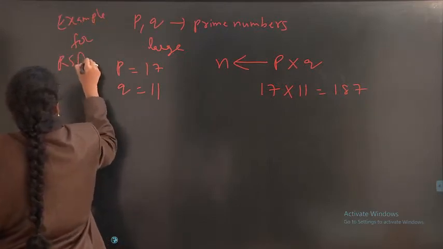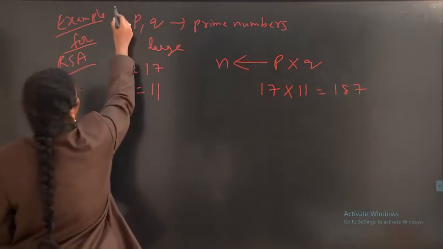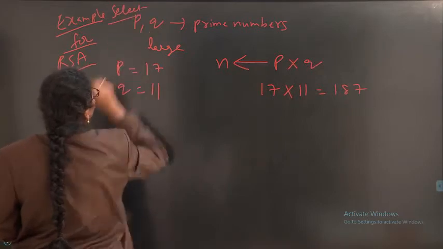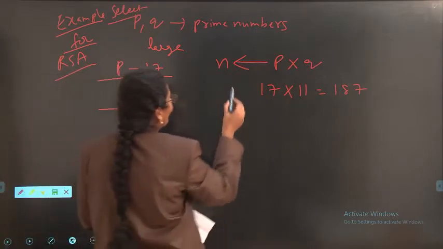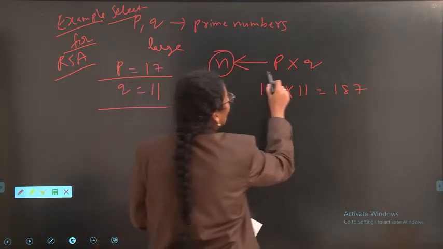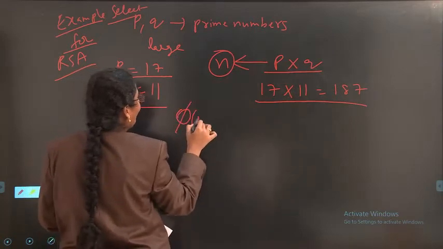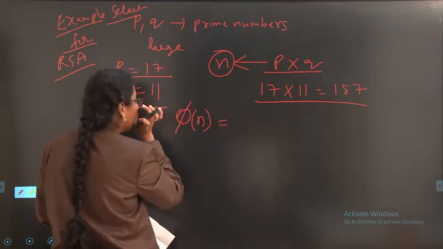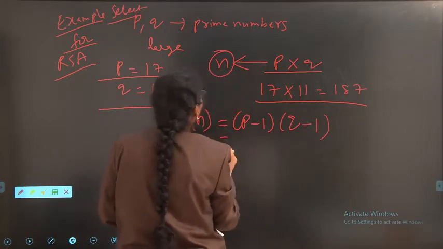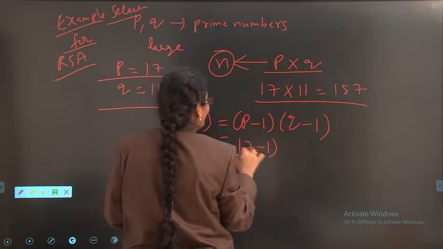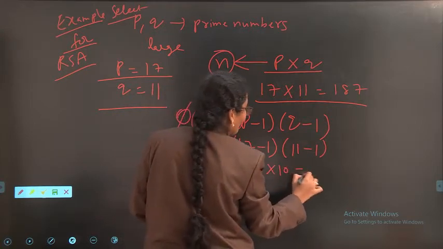So now I am doing the example for the RSA algorithm. First step is you have to select two large prime numbers P and Q. I have taken P as 17, Q as 11, prime numbers. First I want to calculate the value of N. N equals P into Q. 17 into 11, 187. Next I want to calculate pi of N. Pi of N will be P minus 1 into Q minus 1. So nothing but 17 minus 1 into 11 minus 1. Nothing but 16 into 10, 160.